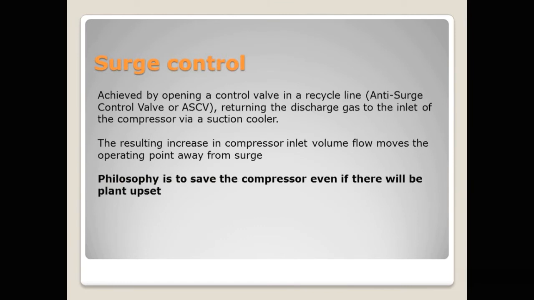How this philosophy is implemented is simple. When the compressor comes closer to the surge control line, the spillback valve, the valve kept on the spillback line, that is a return line from the compressor discharge back to the suction, opens up. That maintains the flow through the compressor, thus saving the equipment. But kindly note that there may be upsets in the plant. Plant upsets are permissible, but equipment failures are not acceptable.